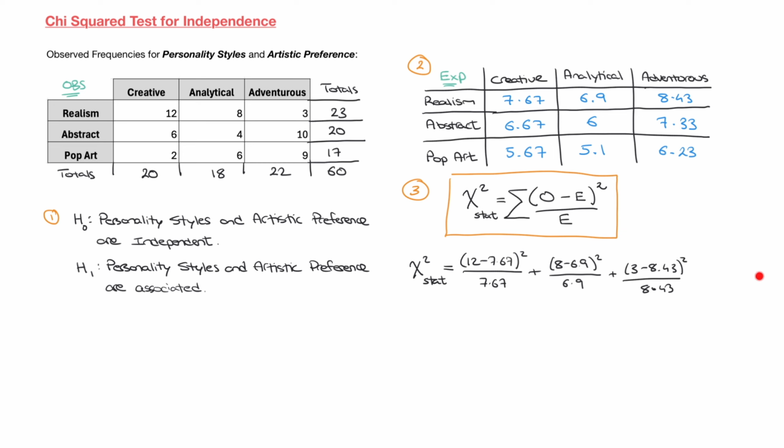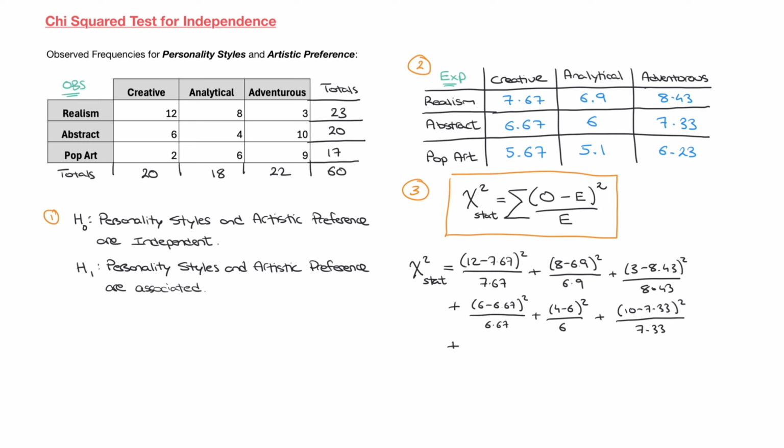And I can see right away that I won't have enough space to write it all out on one line, so I'll already spread this over several lines. I add to that our next observed value, which is 6. So that's 6 minus 6.67 in parentheses squared divided by 6.67. And I carry on with the next value, that's 4. So that's plus 4 minus 6 in parentheses squared divided by 6. And we carry on. We have 10 as the next observed value, so that's 10 minus 7.33 in parentheses squared divided by 7.33.